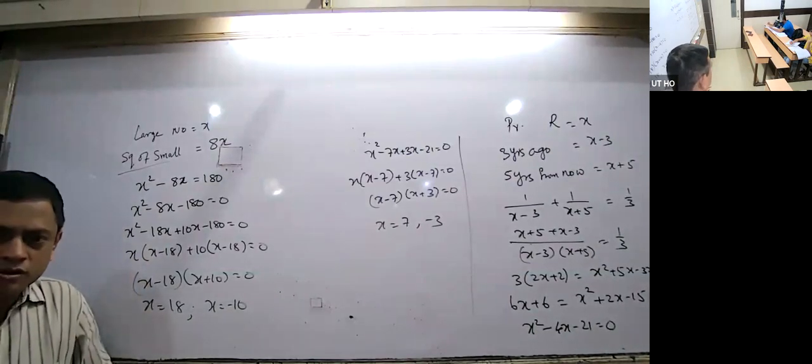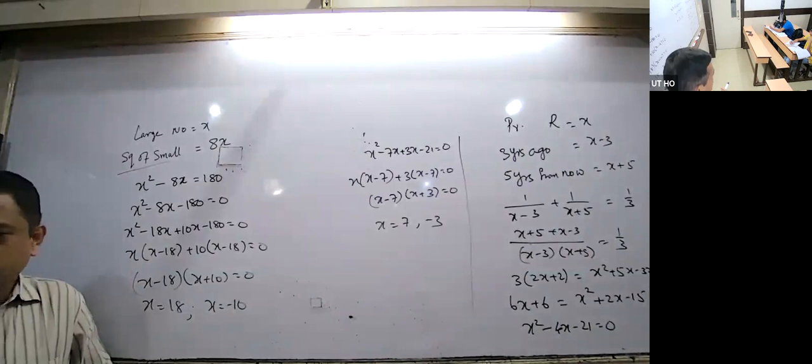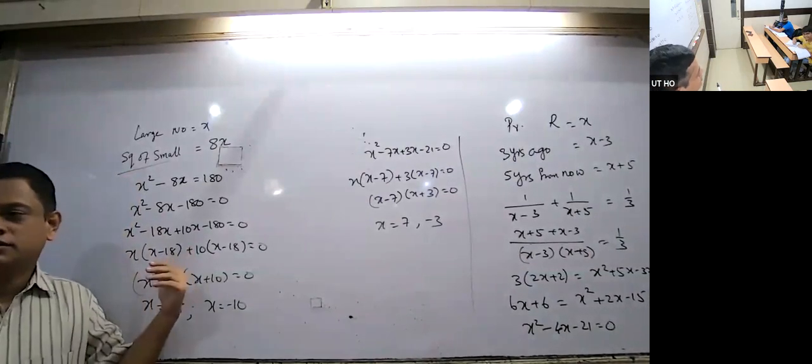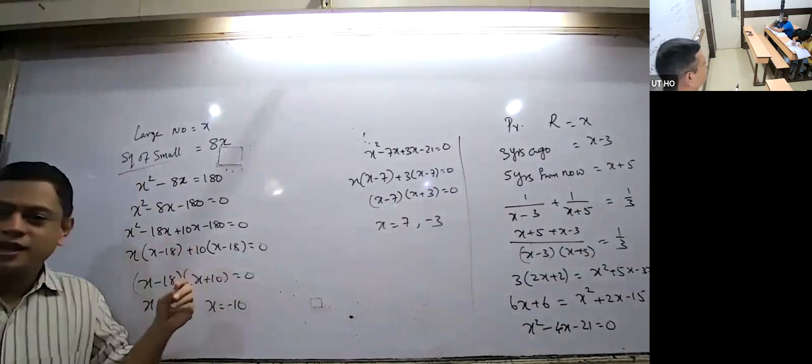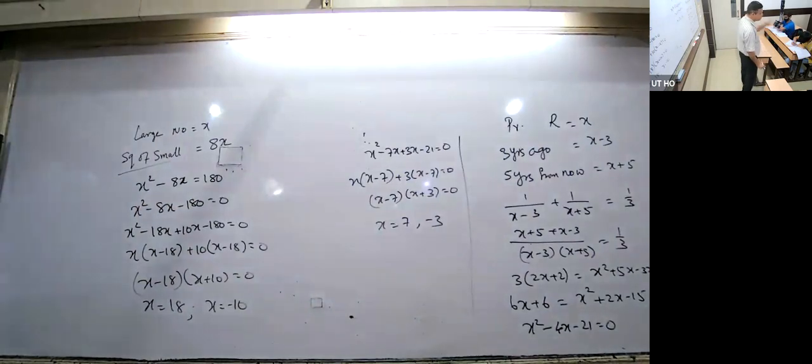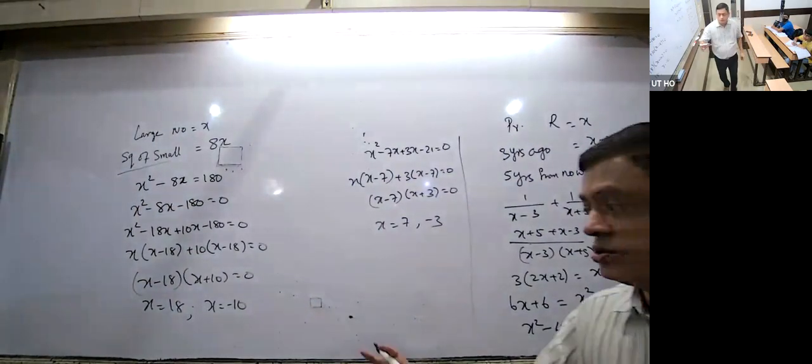Sir, can I do it like that? You got the answer. Sir, then what? I didn't do it. Do it now. Whichever method you like. In the examination, somebody will come and tell you to do it like this one. Whatever method you use, the method should be correct. That's all.